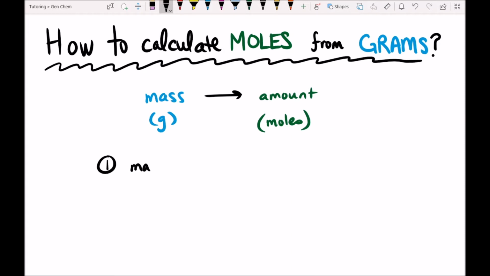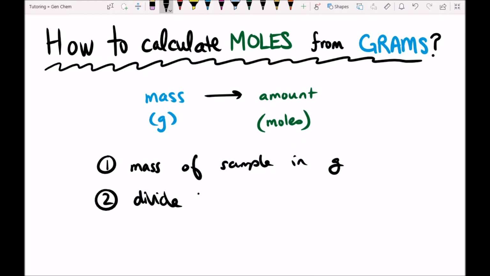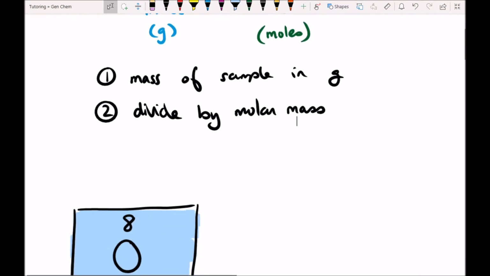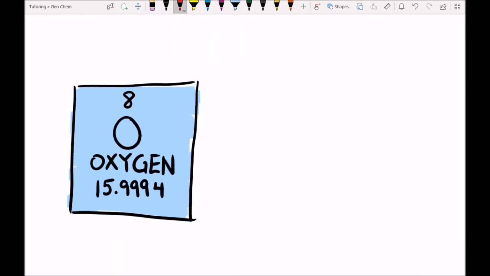And there's two basic parts to do this conversion. So first we have to have the mass of the sample in grams. And then second, we divide that by the molar mass of the sample. So we get the mass of the sample in grams from something like a balance. So that's easy. What can be more complex is getting the molar mass, and we get the molar mass from the periodic table.